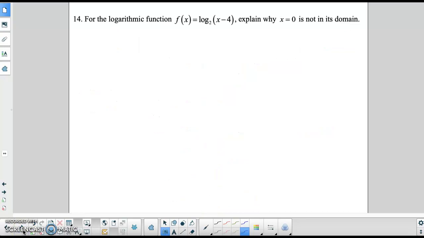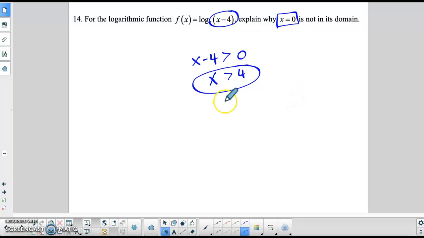Okay, next one, the last one. Explain why x equals 0 is not in the domain. Remember, in order to be in the domain, this part, the one I circled, needs to be greater than 0. Okay, this is the domain, so x needs to be greater than 4. You add 4 to both sides. Okay, now x equals 0. 0 is not greater than 4. That's why x equals 0 is not in its domain.